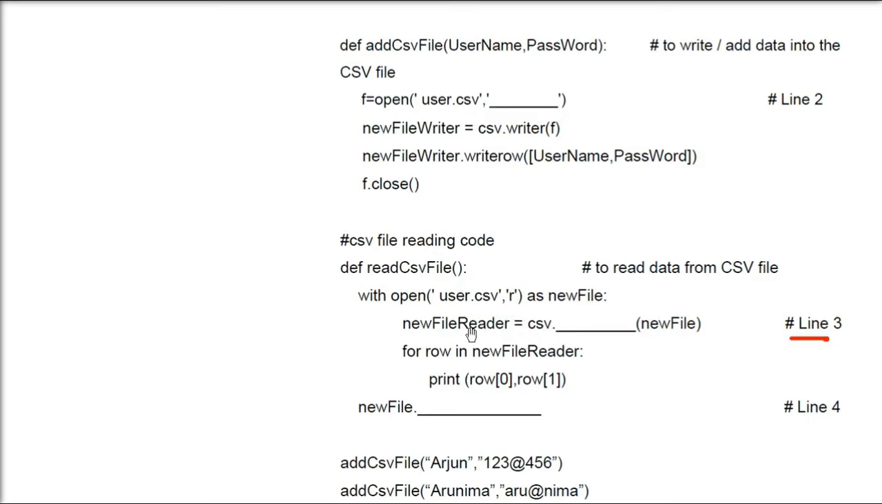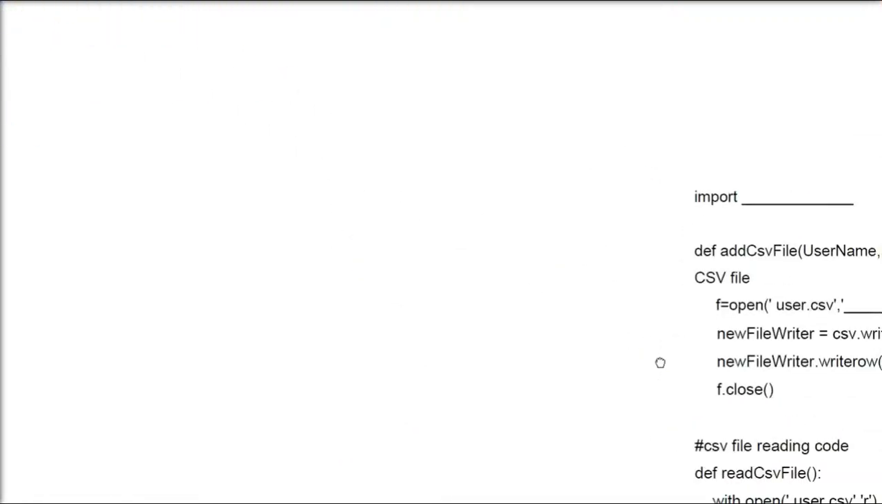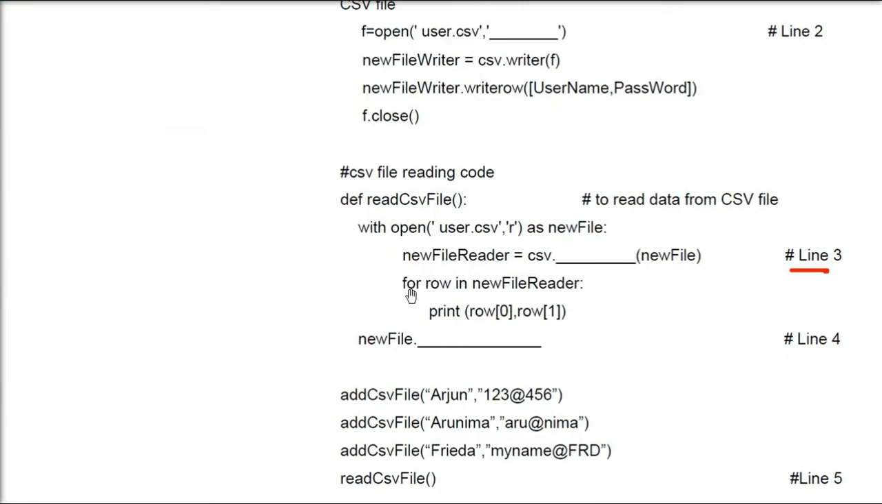Now we are opening this file in read mode, so we will try to read it. New file reader csv dot. Here we will write reader, small case reader. Now for row in this new file reader, this new file reader is a handle, and then we will print row and column. First will be username and second will be password.